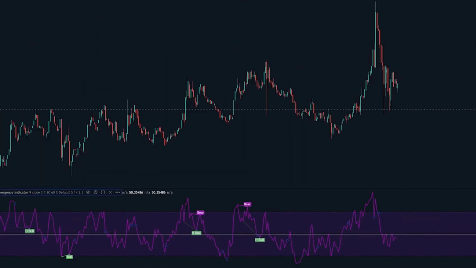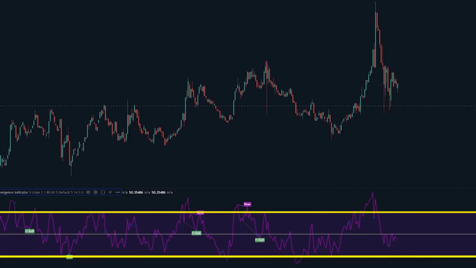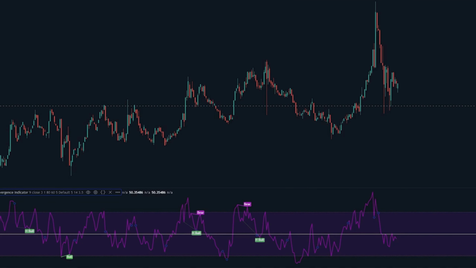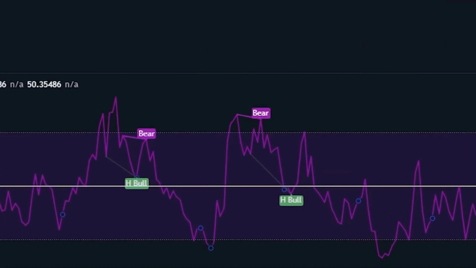Now, usually the RSI indicator is used for seeing if the market is overbought or oversold, but in this strategy, we're going to be using it to find momentum in the market. So rule number two is that we will only enter a trade if the RSI line is above the middle white line. If all the other rules are met and the RSI is below the line, we will not enter the trade.